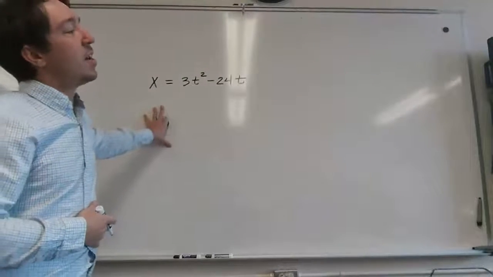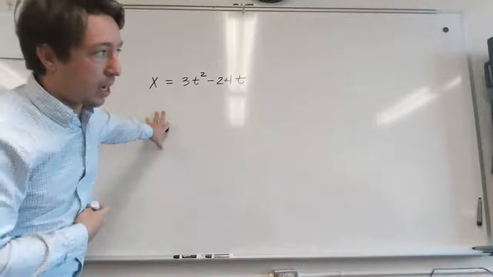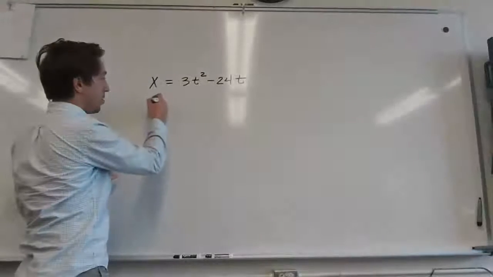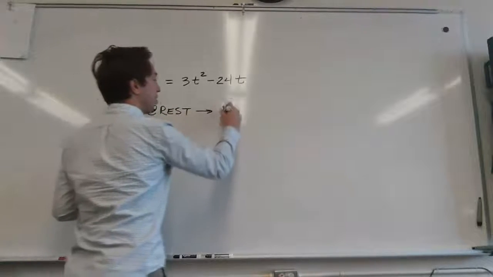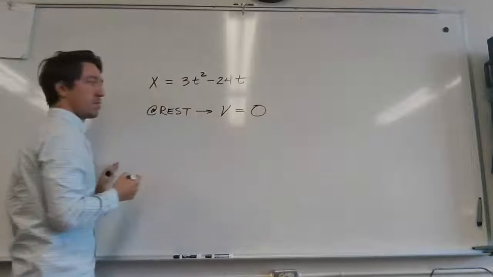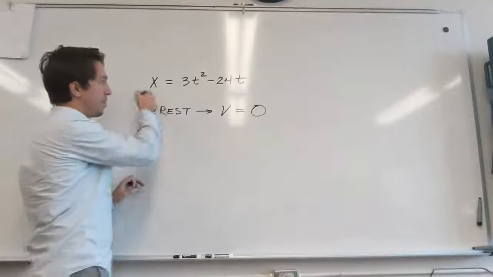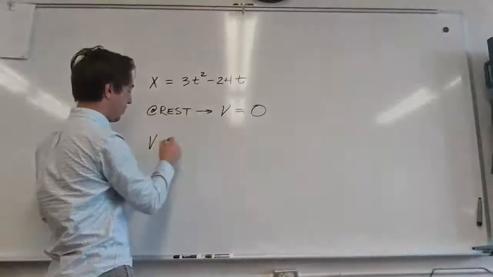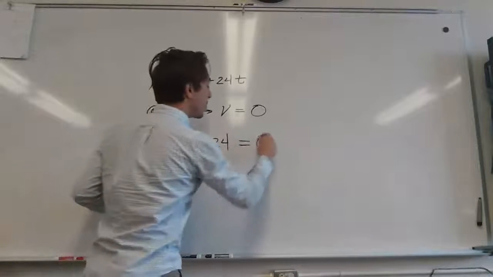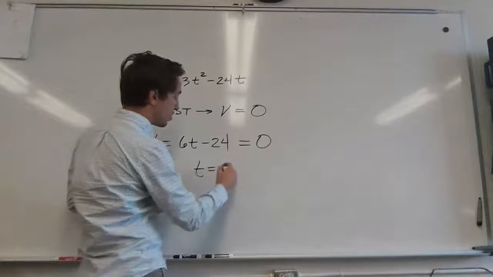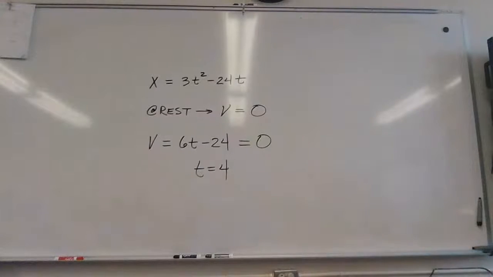Okay, so this question says, at what time or times will the particle be at rest? The phrase at rest is equivalent to saying that my velocity is 0. So am I going to be plugging in 0 for t here? No, I'm going to be finding the velocity function. So velocity would be 6t minus 24. Then I'm going to set that equal to 0. Of course, the answer to that is 4. There's only one solution, and so there is only one time.